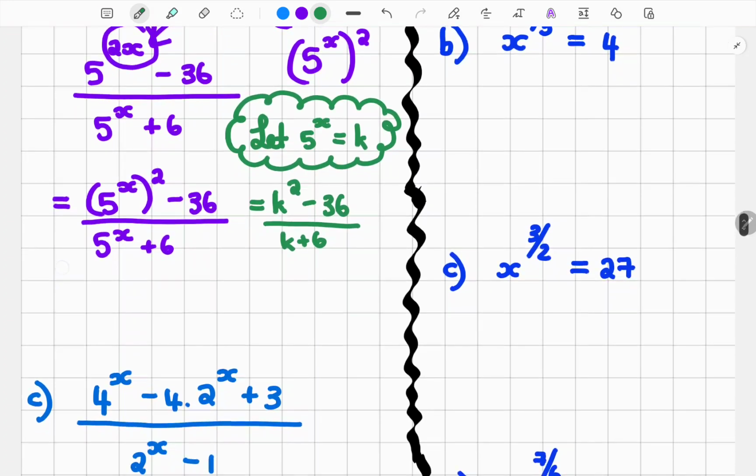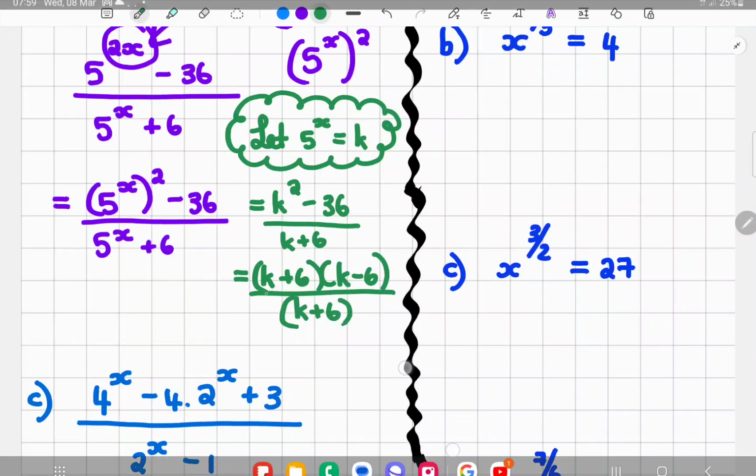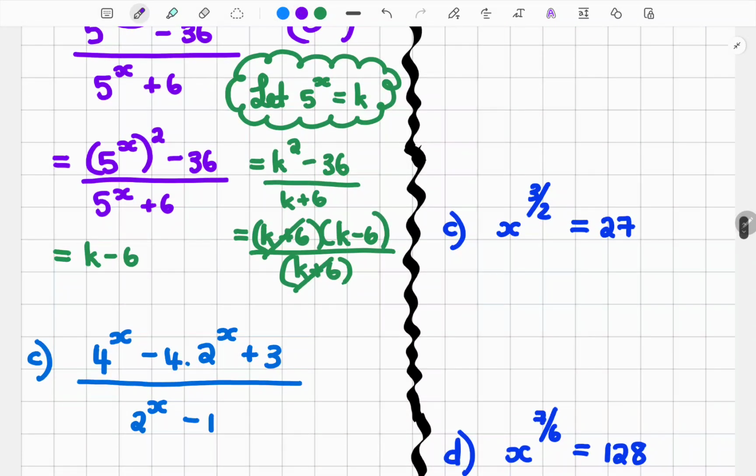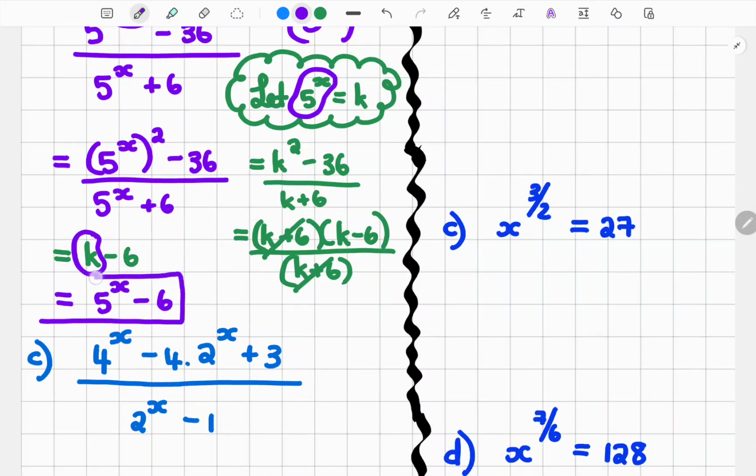And now that looks very easy to factorize. Can you see it's the difference of two perfect squares? So we're going to have K plus 6 times K minus 6 all over K plus 6. And then you can go and cancel that out, and your answer is K minus 6. But if you leave it like that, you're going to miss out on a few marks, because you need to go and replace the K with 5 to the power x. So 5 to the power x minus 6. And that is your answer.